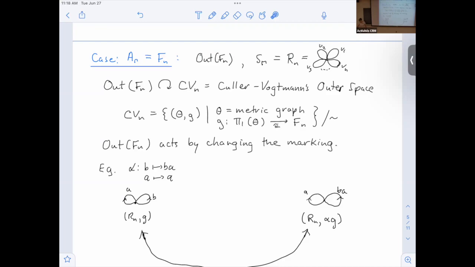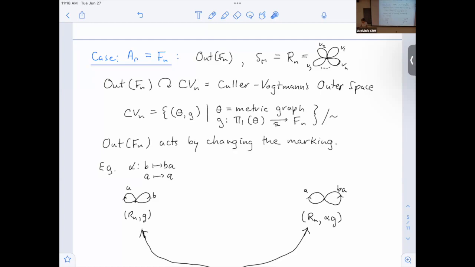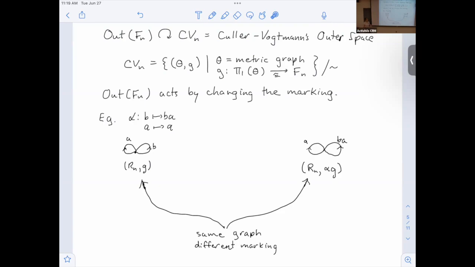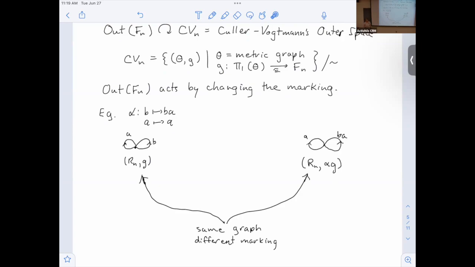And how does the outer automorphism group of Fn work? Again, it works by changing the marking. Given an automorphism of Fn, I just compose my marking with this new automorphism and I get a new marking. So it just changes markings. Here let's do exactly what we did before. We start with our A and B, two generators, and we want to look at what happens when B goes to BA. It doesn't do anything to the graph; we have the same graph at both ends. All I've done is change the marking. How do I move continuously from the left side to the right side?